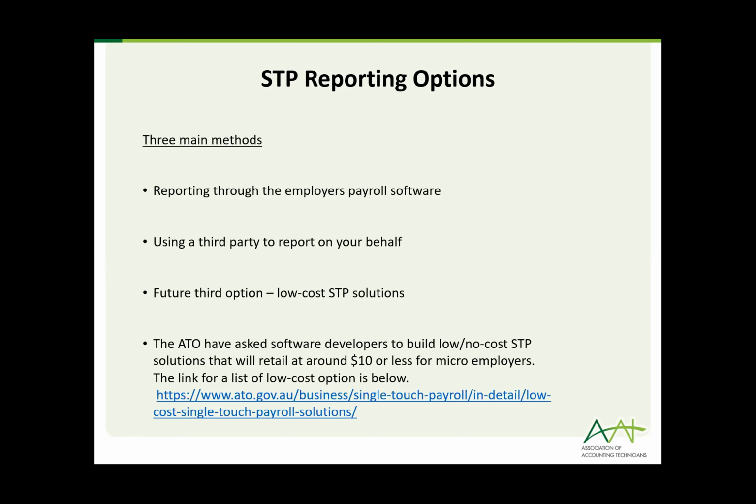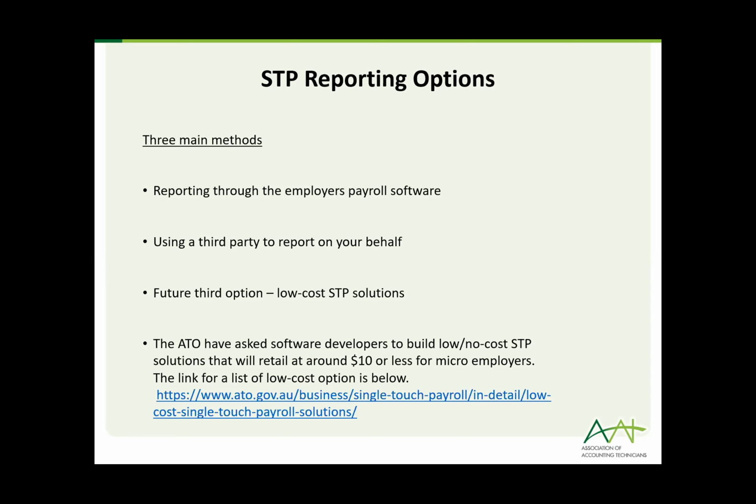Another option is using a third party to report on your behalf. Now, any BAS agents watching this, we are third parties. So that means you can be authorized with one of the authority forms on our website by the client, and you can then report on their behalf, which is definitely going to be a popular option here.